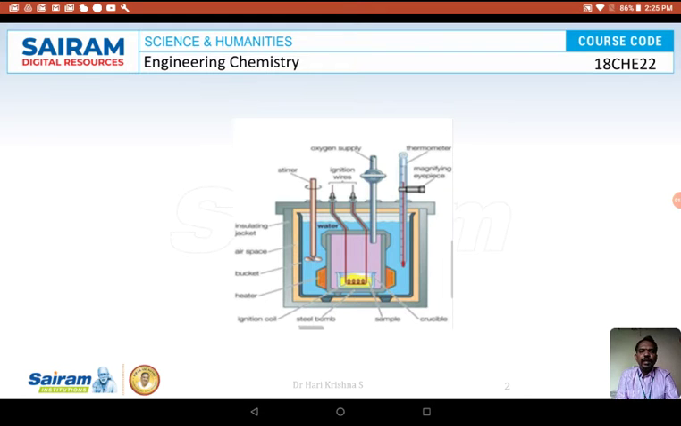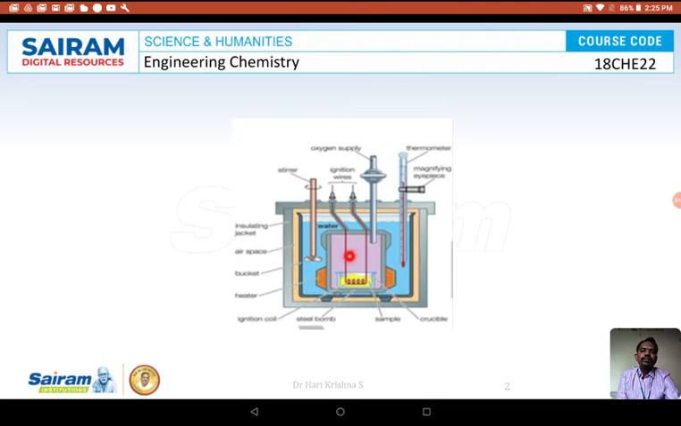The bomb calorimeter consists of a platinum crucible. You can see here, this is the platinum crucible in which the fuel sample will be taken. It might be a platinum or ceramic crucible, which contains an oxygen valve for supply of oxygen. Oxygen is essential for combustion, isn't it? For any combustion, oxygen is essential. So the oxygen valve will be kept.